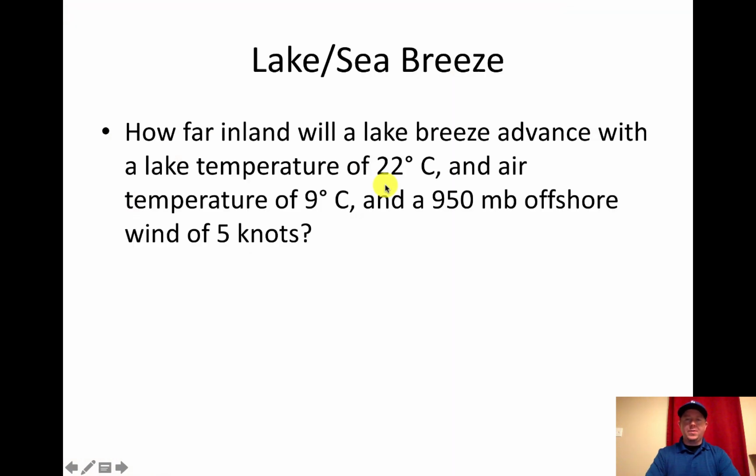How far inland will a lake breeze advance with lake temperature 22 and air temperature 9 degrees? What's the problem already with this? Well, the lake temperature is what? It's warmer than the land. So is this a lake breeze? No, this is a land breeze. Don't even need to look at the chart.